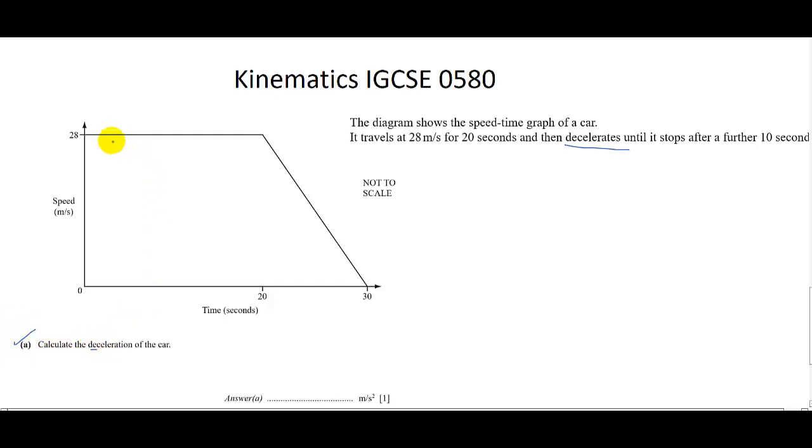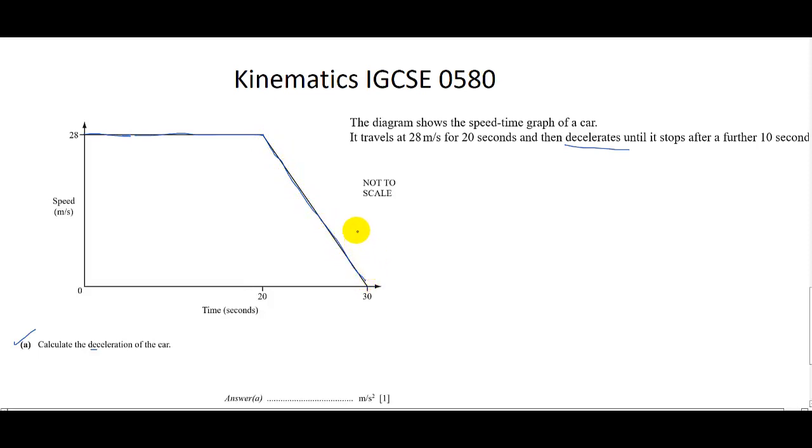So here in this graph, from here to here, the car is moving at a speed of 28 meters per second, and this is the constant speed. But from here, it starts decelerating. The speed is decreasing now.